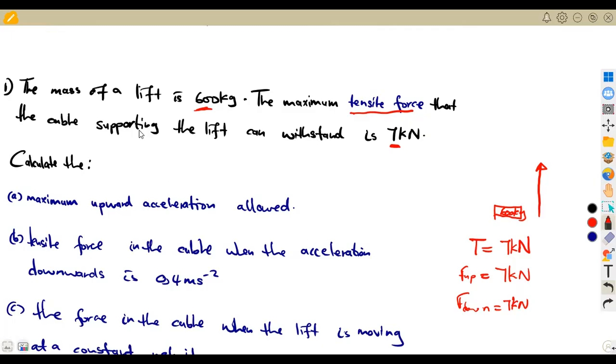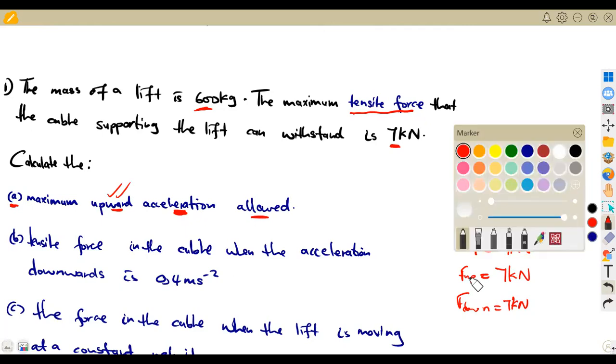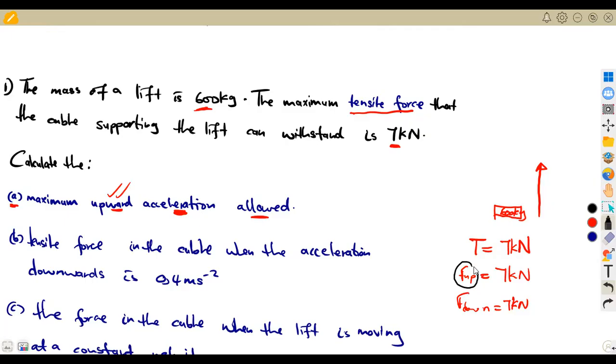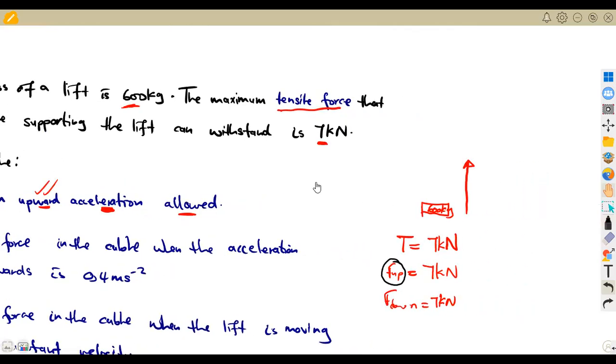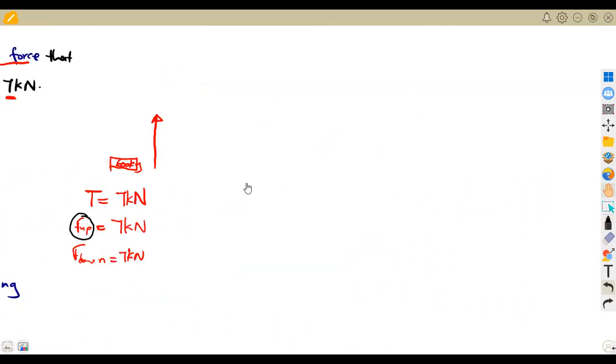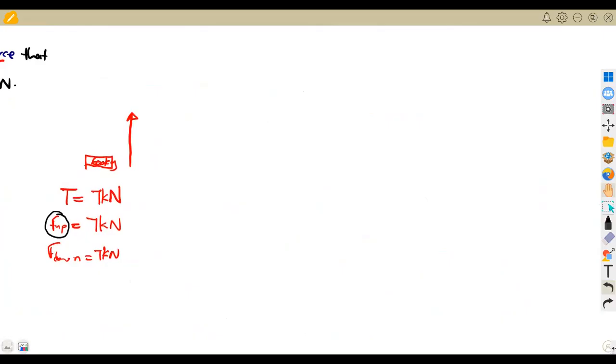So let us see what we have again. The question is to calculate the maximum upward acceleration. Take note what we need: the maximum upward acceleration allowed upward. Meaning we are talking about using this formula as F up. So we are going to consider F up there. All right, so this is our A part. So let us put it here.